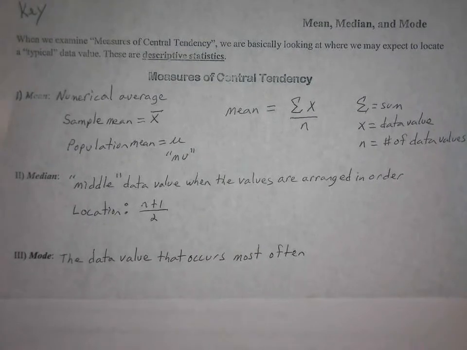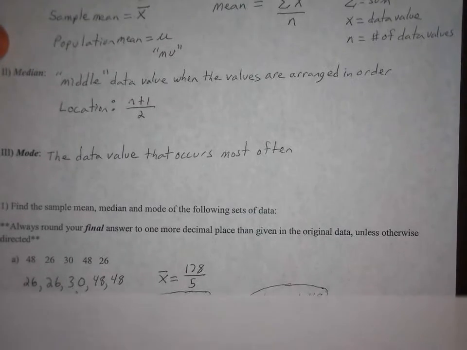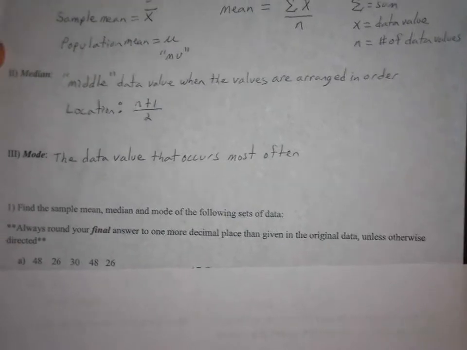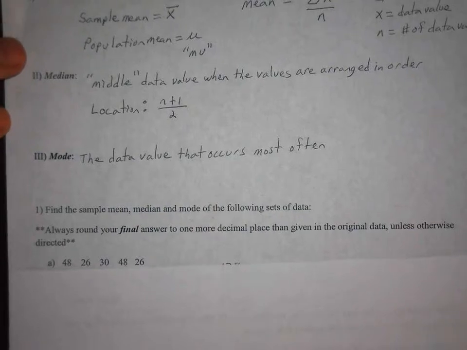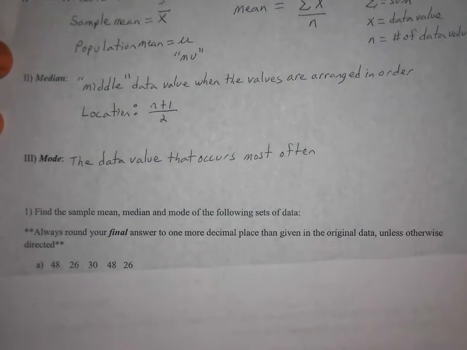Then the third one is the mode. That is just the data value that occurs most often. So we have a list of data values, and we're going to find the sample mean, median, and mode for each of the following data sets. We're going to round our final answer to one more decimal place than the original data unless otherwise directed. That is a general round-off rule: you go one more place value than the original data is given.